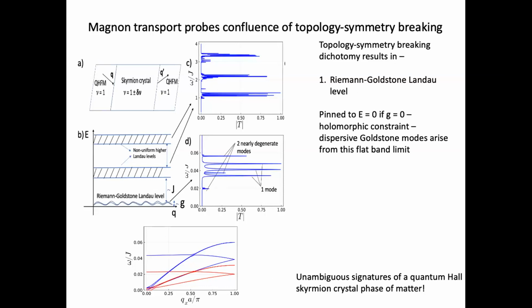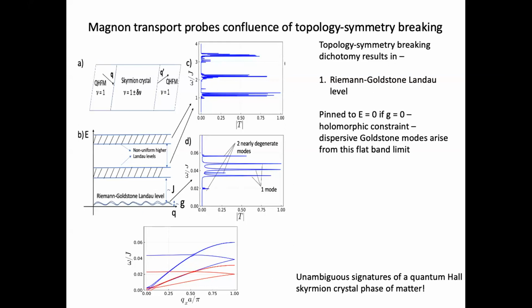The reason why we call it the Riemann-Goldstone Landau level is if you turn G equals zero in the energy functional that I showed you earlier, then the lowest energy band you have is pinned. It's a zero energy flat band because of holomorphic constraints if your G is equal to zero, right? So your lowest energy band will be a zero energy flat band, on top of which, if you now turn G on, so G is not equal to zero, Goldstone modes will arise.